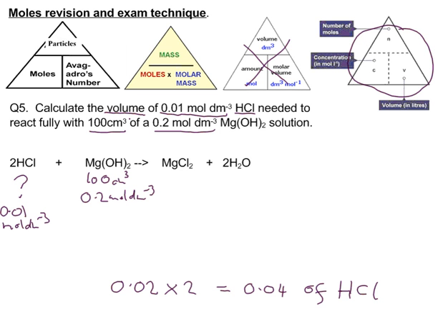Okay, finally, then we need to work out the volume of the acid. By rearranging the equation, if we know the number of moles, divide that by the concentration, that will give us the volume. So the number of moles of the acid is 0.04. The number of moles of hydrochloric acid divided by the concentration will give us the volume. Now remember, it's a solution, so this is the volume of the hydrochloric acid. The answer will come out in litres.